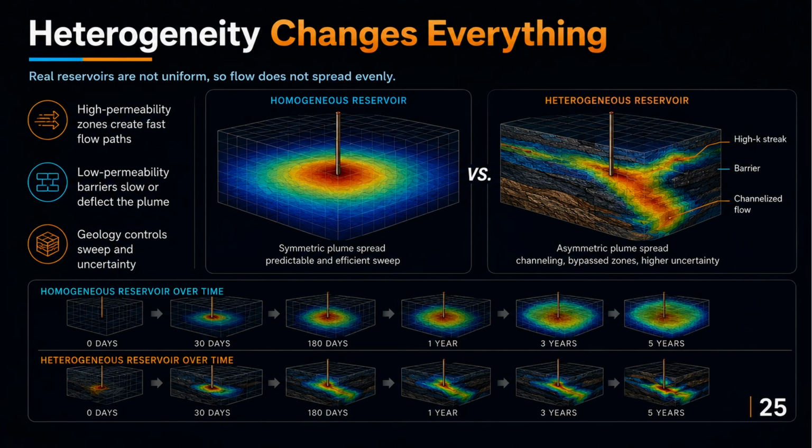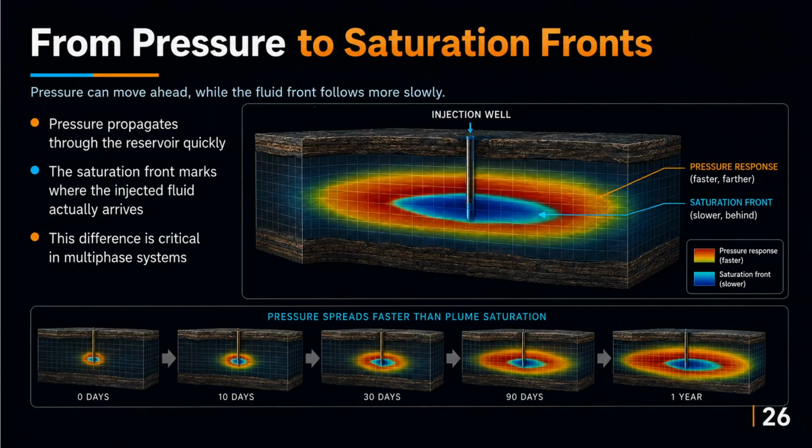Now that we understand that heterogeneity changes everything, let us move from pressure to saturation fronts. This slide connects pressure and saturation. Pressure provides the driving force, but saturation shows where the fluids actually move and occupy pore space. During injection, pressure increases first near the well, creating a gradient. That gradient drives the injected phase outward. As the injected phase moves, it changes saturation in the reservoir.